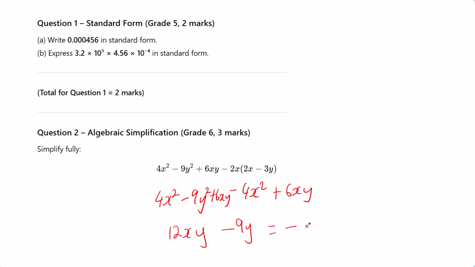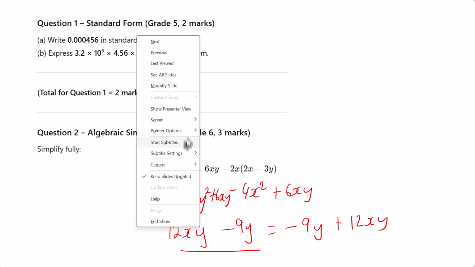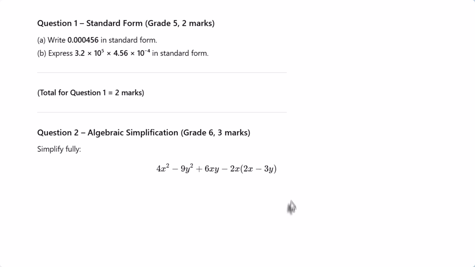If you like, you can bring it the other way around. You do minus 9y squared plus 12xy. But there's no point doing this. This is just sufficient. You don't have to factorize. This is it. Okay. Now we're going to go to the next question.